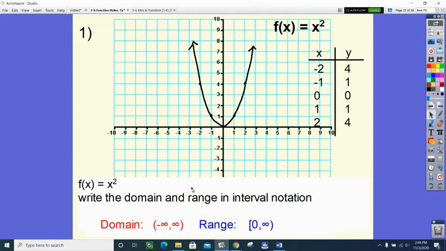So the domain of this function, you look along the x-axis, is everybody, and the range, you look along the y-axis, is 0 inclusively up to infinity.